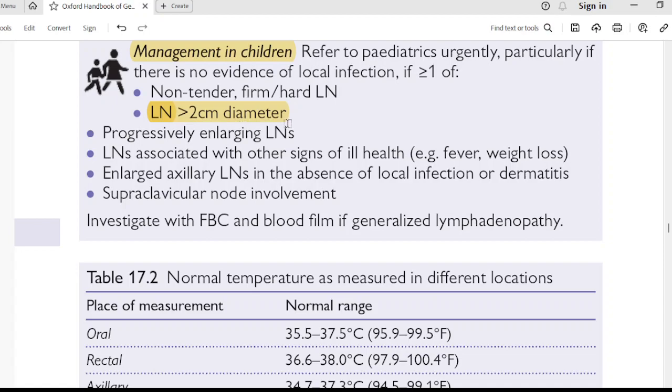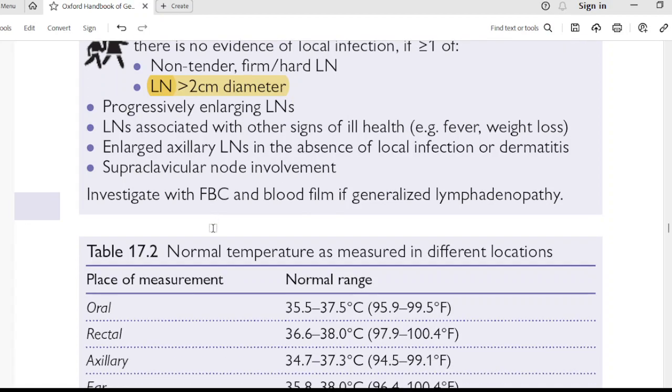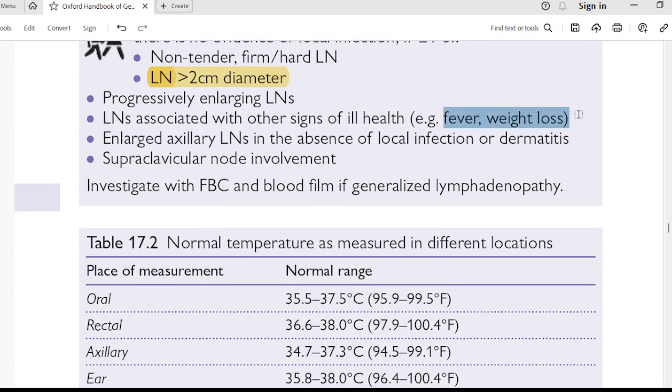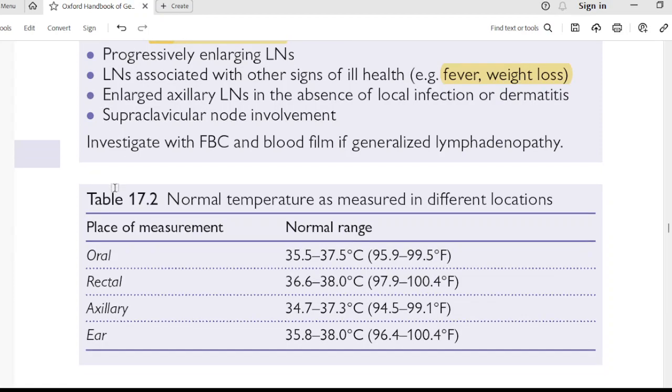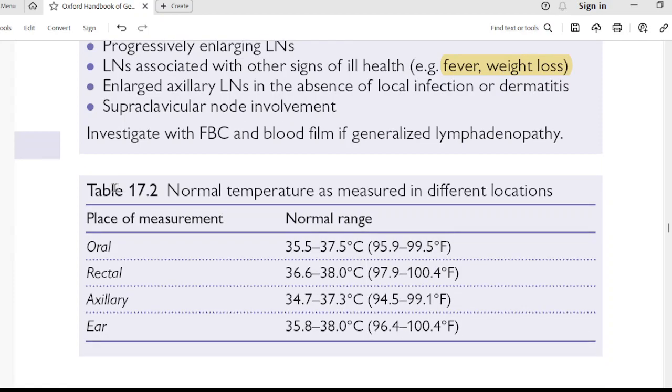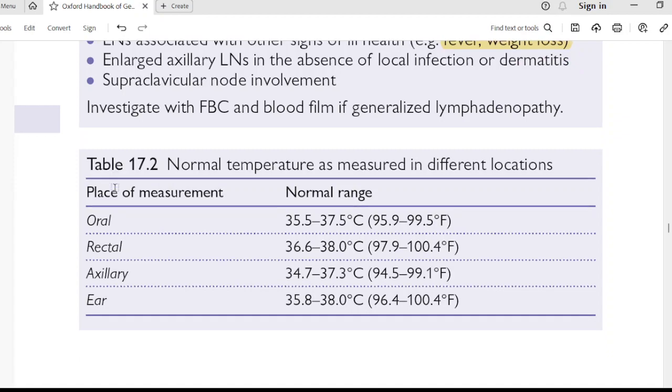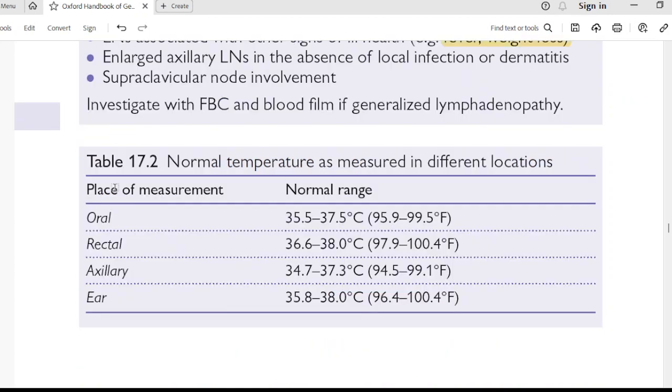So when there is no evidence of infection and non-tender, hard lymph nodes more than 2 centimeters are there, progressively enlarging lymph nodes associated with other signs of ill health like fever or weight loss, enlarged axillary lymph nodes in the absence of local infection or dermatitis, and supraclavicular node involvement. Investigate with a full blood count and blood film if generalized lymphadenopathy is present.